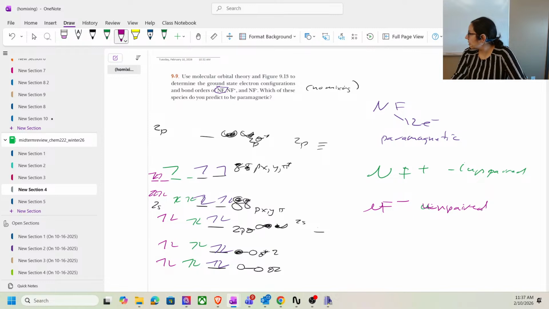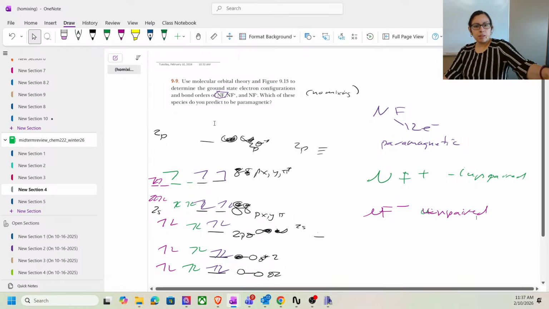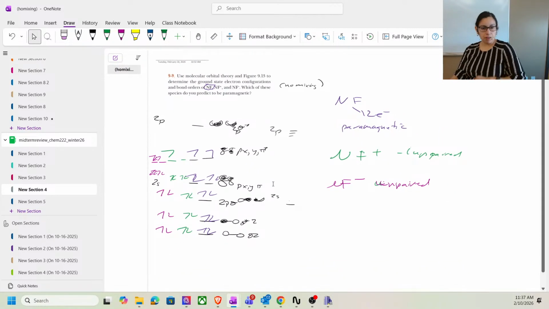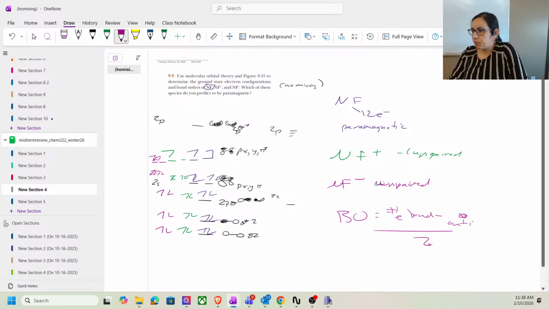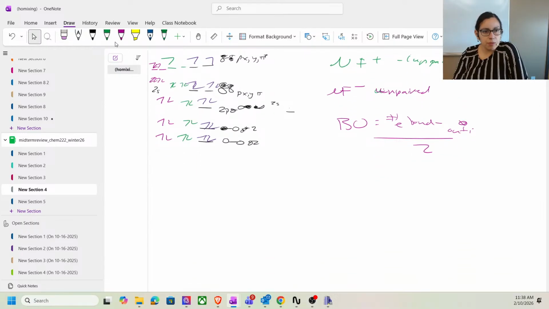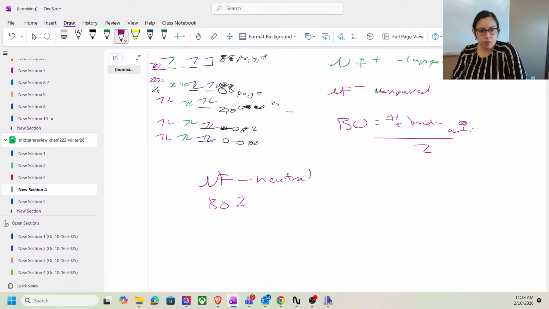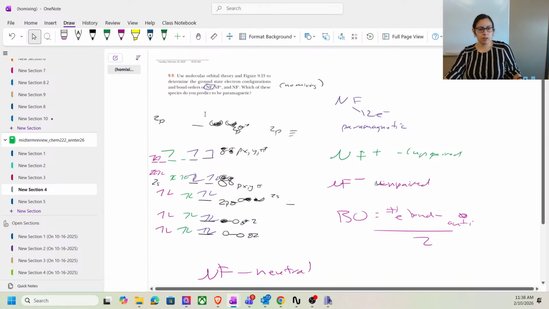So that's pretty interesting. Other things that you might be expected to answer on an exam, I don't know if we want to go over all of them, but calculating your bond order. So remember, that's the number of electrons in bonding minus antibonding, over 2. So maybe let's at least try that for NF, just the neutral case. See if you can calculate our bond order for that one.